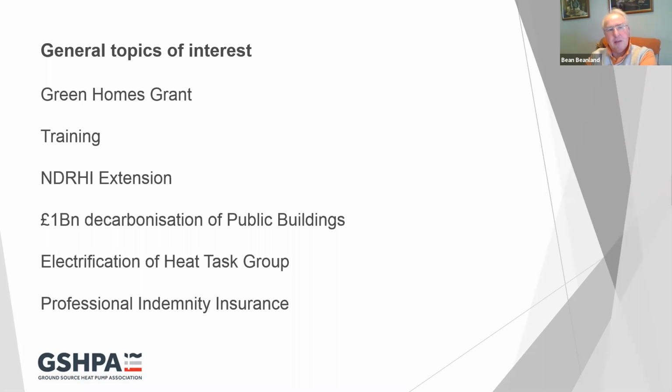So if you take the Green Homes Grant, the £1 billion for public buildings, the NDHR extension, and the creation of this Electrification of Heat Task Group, all of that has happened in the last month. Back in March, I was questioning whether or not government was serious about decarbonisation. And then, from the earlier consultations around the Clean Heat Grant, we were questioning whether or not their ambition was poor. 12,500 installs a year under the Clean Heat Grant, absolutely no use to man nor beast.